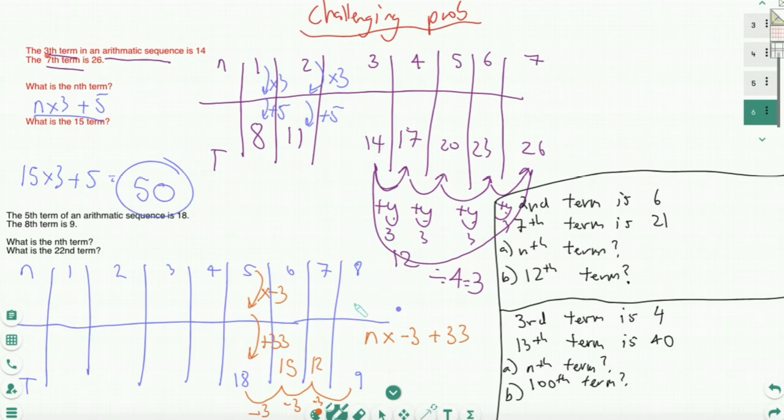And to find the 22nd term, all you do is replace n with 22. So 22 times -3 plus 33 is -33. So the nth term is n times -3 plus 33. Or a better way of writing that is -3n plus 33. And the 22nd term is -33. And those are your two answers.